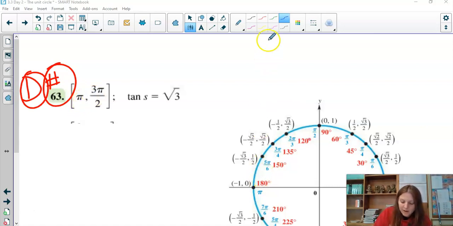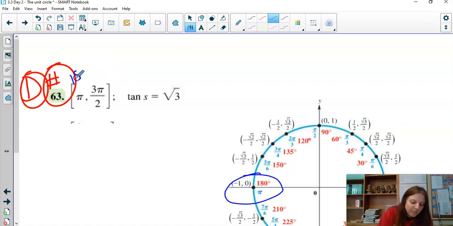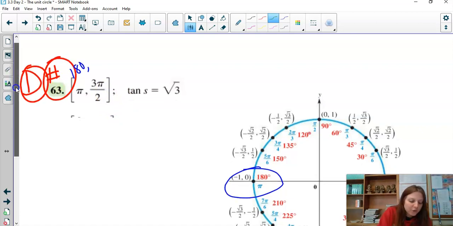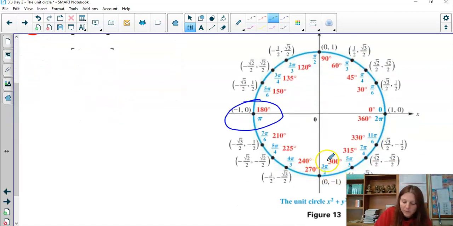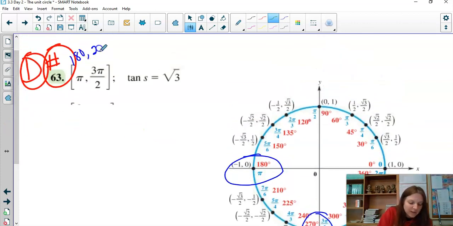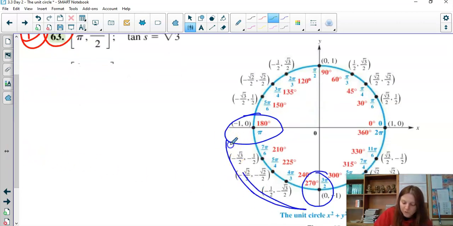Well, pi, as we saw in the last example, is 180 degrees. So it means I'm starting at 180 and I'm ending at 3 pi over 2. If you look at the bottom of your unit circle, you'll see that 3 pi over 2 is right here. That means 270 degrees. So I'm looking at this quadrant down here, which is quadrant 3, and I'm trying to find some angle that has a tangent of root 3.